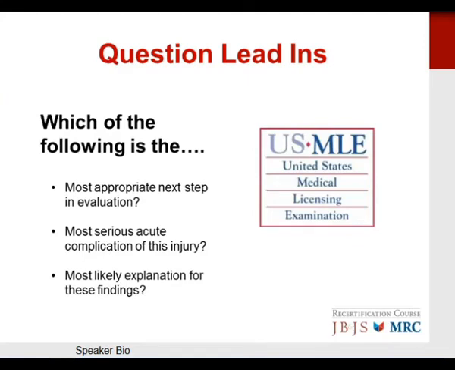The lead-in, which is the very last sentence of the question, is going to be very similar to ones you may remember from your USMLE examination. Again, the USMLE and the recertification are both prepared, or at least proctored, by the National Board of Medical Examiners. So you'll see very similar things, such as: which of the following is the most appropriate next step in the evaluation of the patient? What is the most serious acute complication of this injury? And what is the most likely explanation for these findings? These are typical questions that they will ask you in your recertification examination.